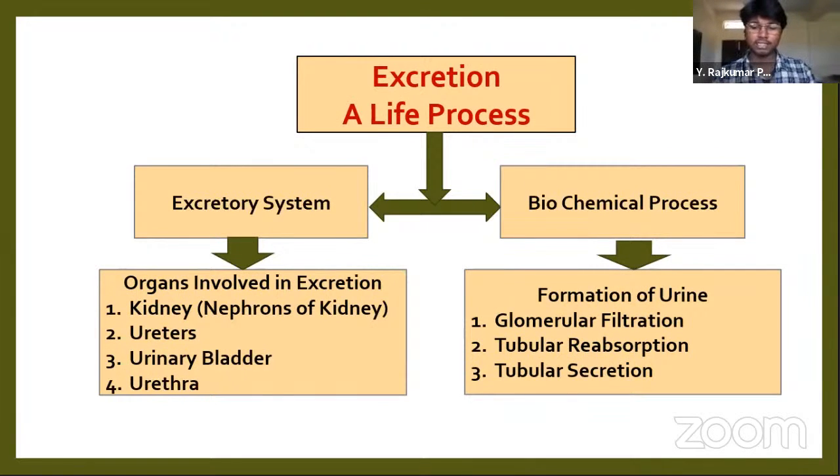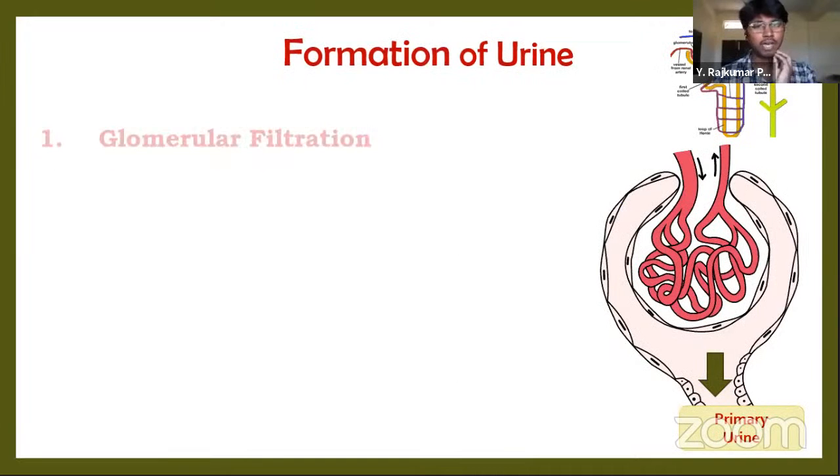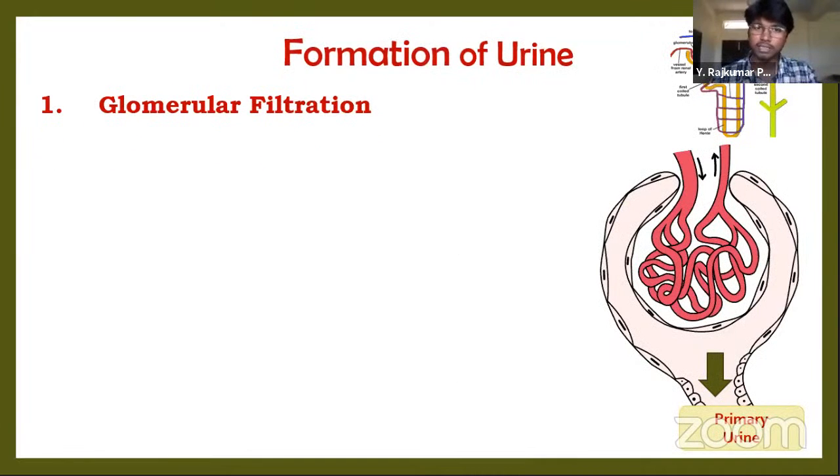So let's learn the first step, which is glomerular filtration. This is the first step in the formation of urine. What is meant by urine formation? Actually, how is urine formed? By the filtration of blood. I repeat, by the filtration of blood, urine is formed. This filtration of blood takes place in the kidneys, in the ultrastructure. You can find the nephrons, and the nephrons are the sites of the formation of urine.